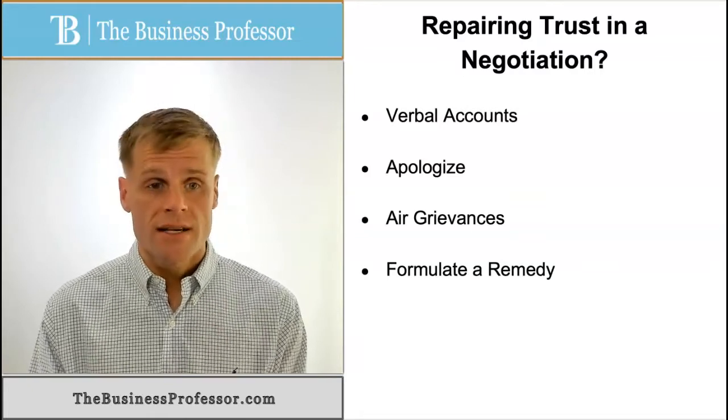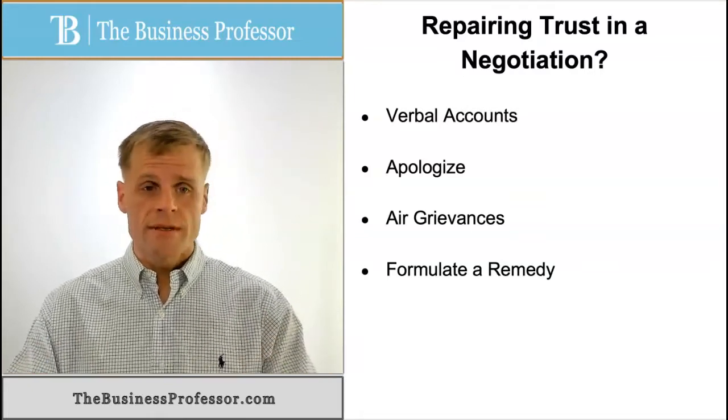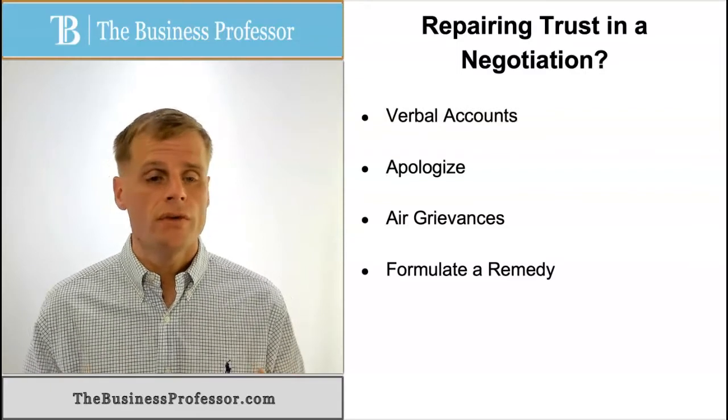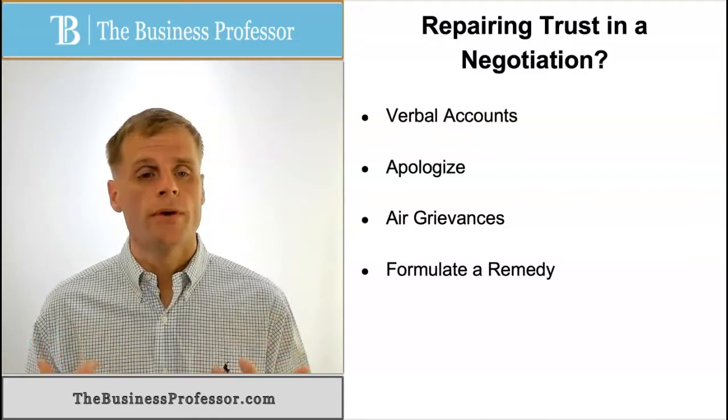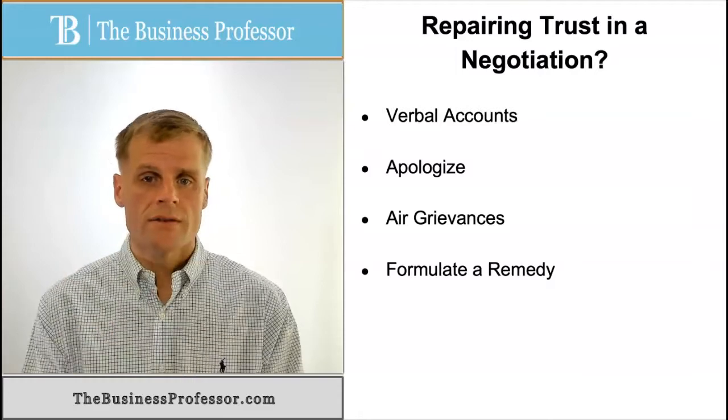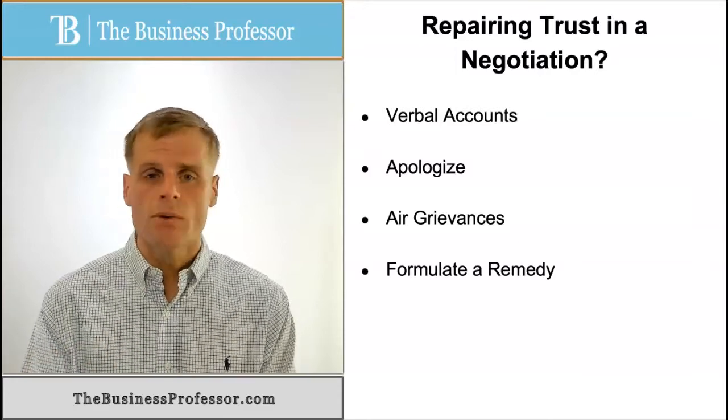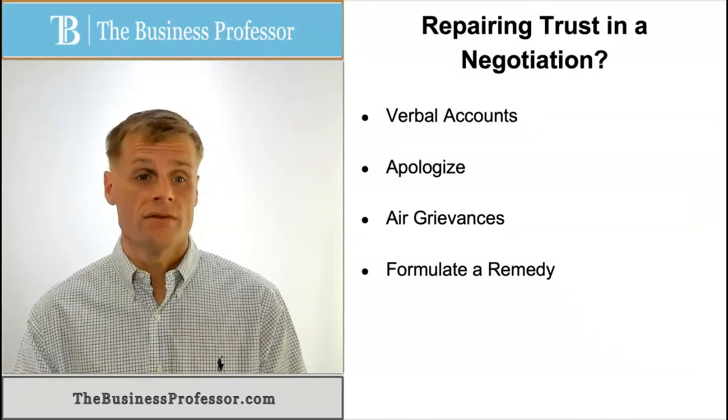The next is apologizing. The other party perceives that there's been some breach or defection or something you've done that is attributable to you that resulted in a loss of trust, where you accept it, you acknowledge it, and you ask forgiveness for it.